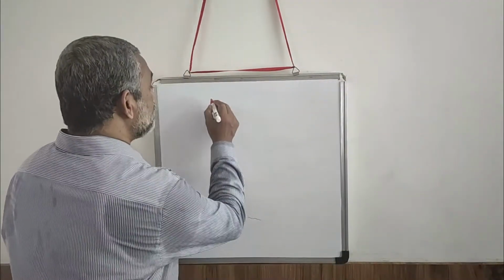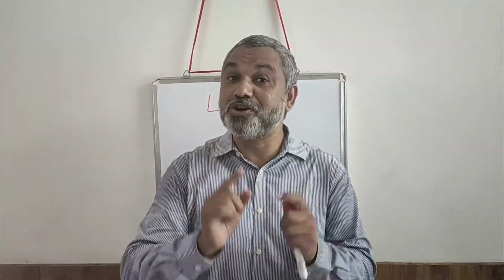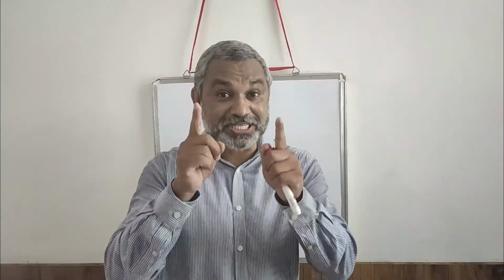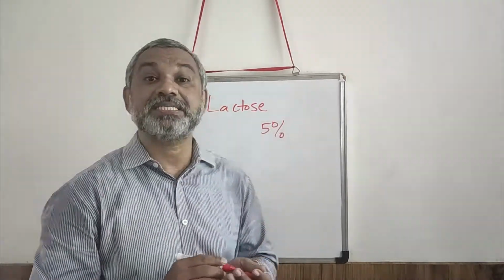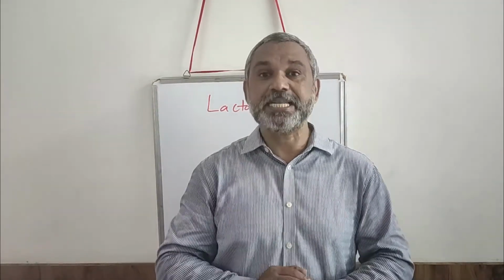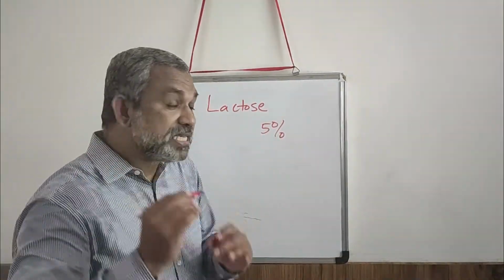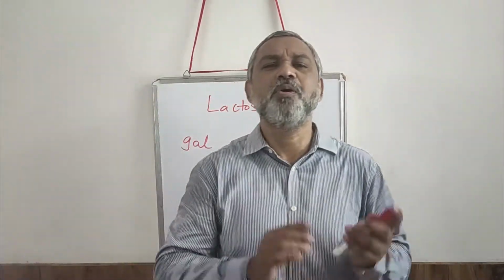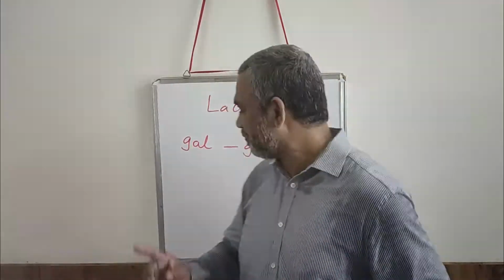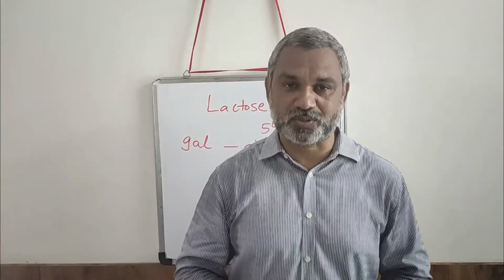The next disaccharide we are going to deal with is lactose. So what is the first thought that comes to your mind when you hear lactose? It's milk. About 5% of milk is nothing but lactose. So it is present in milk. Now, if you look at the structure of lactose, it basically has galactose and glucose. These are the two monomeric units of lactose. Galactose is a 6-carbon monosaccharide. Glucose is also a 6-carbon monosaccharide.